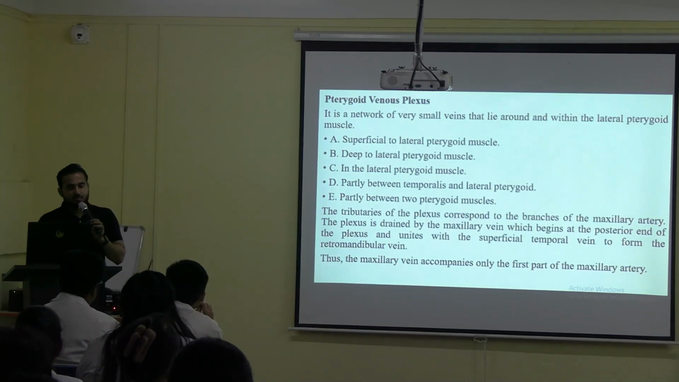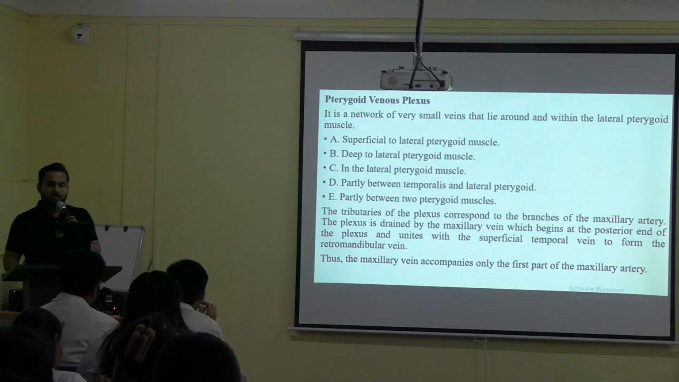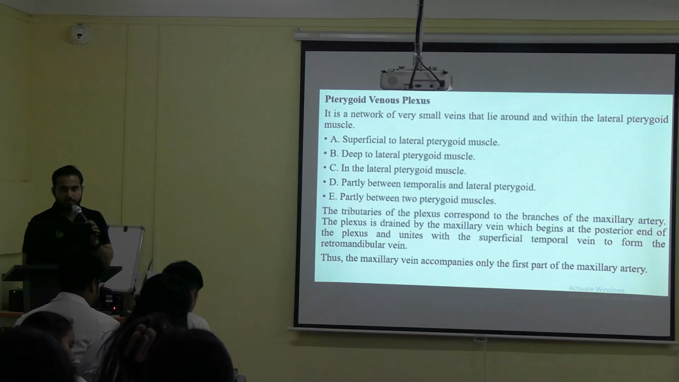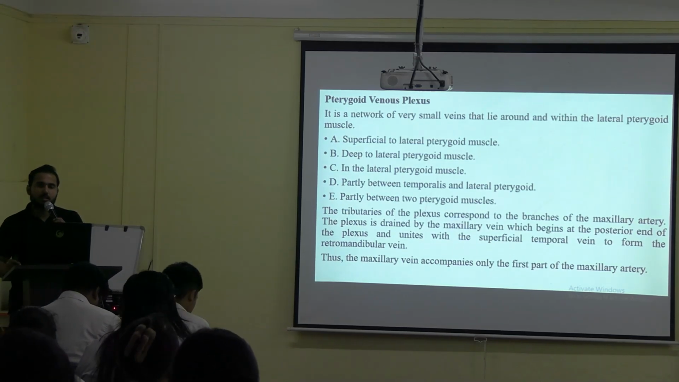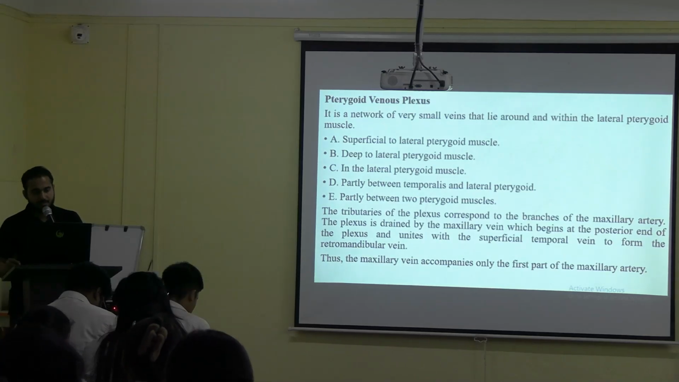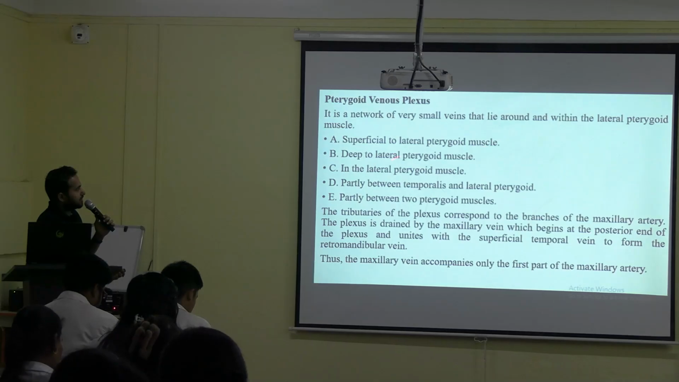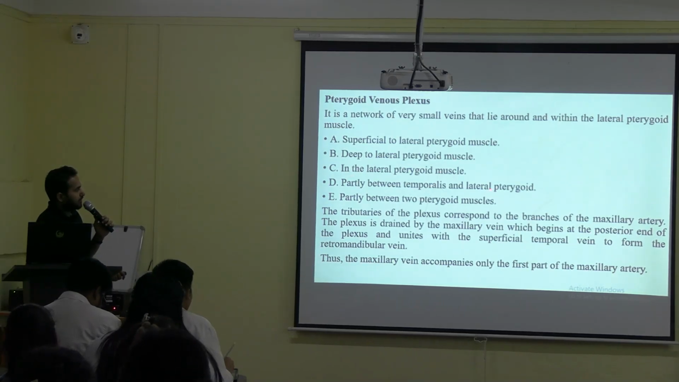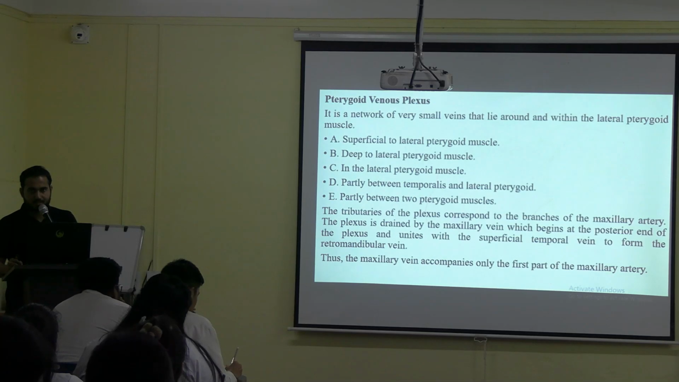Anyway, first you have to understand what is the pterygoid venous plexus. This is also important. ठीक है, यहाँ से question आता है. So these are the network of small veins which lie around or within the lateral pterygoid muscle. Now, what are the different locations where this pterygoid venous plexus is present? For example, superficial to the lateral pterygoid muscle, deep to the lateral pterygoid, in the lateral pterygoid, partly between the temporalis and lateral pterygoid, and partly between the two pterygoid muscles. These are the areas where this pterygoid venous plexus is present.